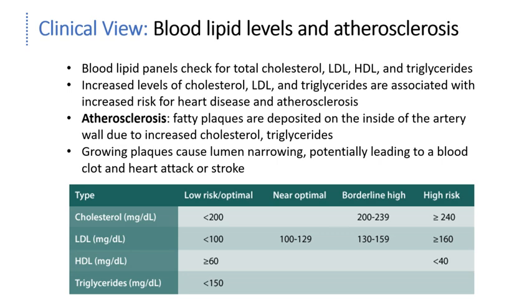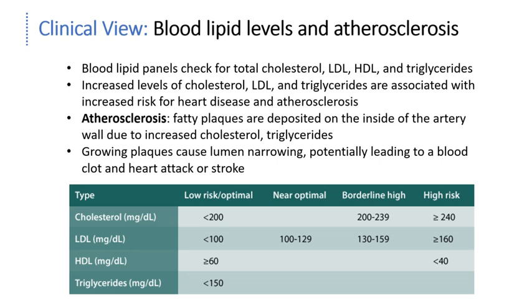So here you can see kind of a panel of different optimal, near optimal, borderline high, and high risk levels for cholesterol, LDL, HDL, and triglycerides, right? So notice for cholesterol, LDL, and triglycerides, you want it to be under a certain number. So cholesterol less than 200 milligrams per deciliter, LDL under 100, triglycerides under 150. For HDL, you want it to be above a certain number, typically above 60 milligrams per deciliter, indicating, remember, it's moving the cholesterol back toward the liver.